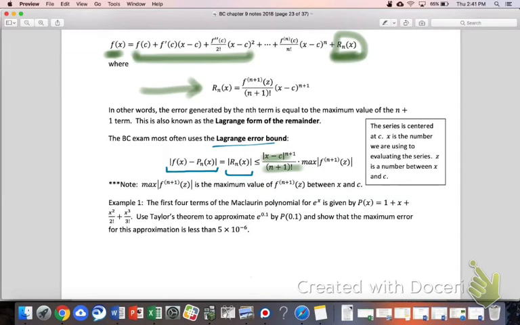C is our centering number, right? So if you've got a polynomial centered at 2, C is 2. If you've got a polynomial centered at 0, C is 0. So C is the same thing that it's meant this whole time. X is the number that you are plugging in to generate your approximation. So we've done these before. We did one earlier where it said, find the Taylor polynomial for such and such, then estimate f of 1 or something like that. So in that case, x would be 1, but x is the number that we are using to evaluate the series and approximate the function.